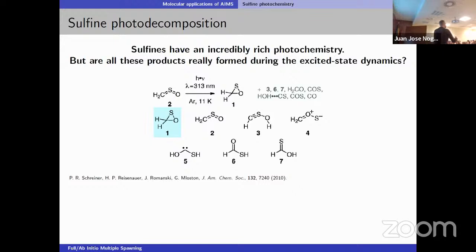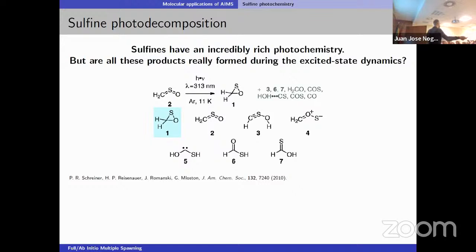But where we were interested is to see that you have tons of other molecules that are formed, in particular, some with a carbon triple bond sulfur, which is weird, right? So this reaction generated a lot of molecules, and we were wondering, how come? Do you have like 20,000 conical intersections on the excited states for different photoproducts?